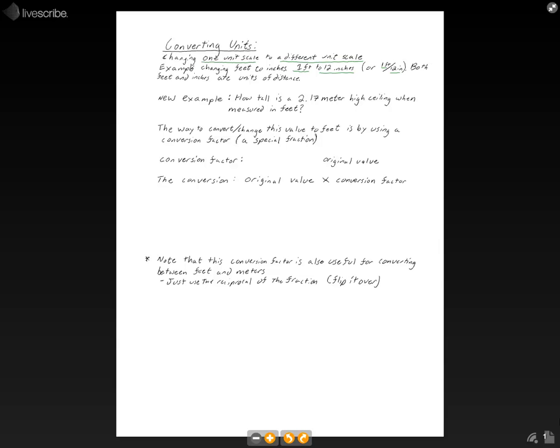Either way, both feet and inches are units of distance, and it's important to note that. You can't say, for example, convert between kilograms and feet, because kilograms are a unit of mass, and feet are a unit of distance.